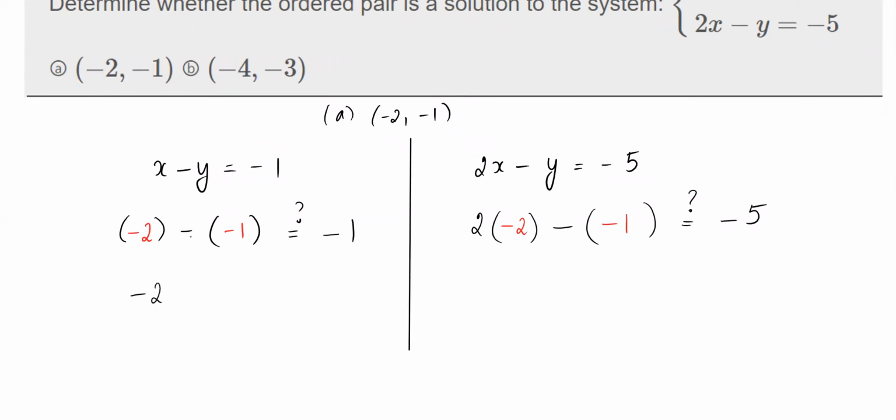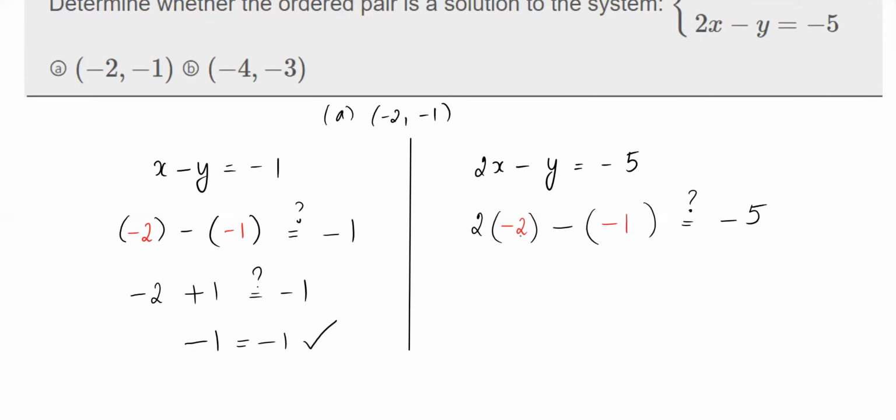That's -2, and there's a negative and a negative, so combine them. Negative times -1 is +1. -2 plus 1 is -1 equals -1. Wow, that is a true statement. So that's great news. But we can't be too jubilant yet because we want it to be true also for the other one. Just being true for one of them is not going to work, right? That means it's only on one of the lines. The point is on one of the lines, not on both the lines.